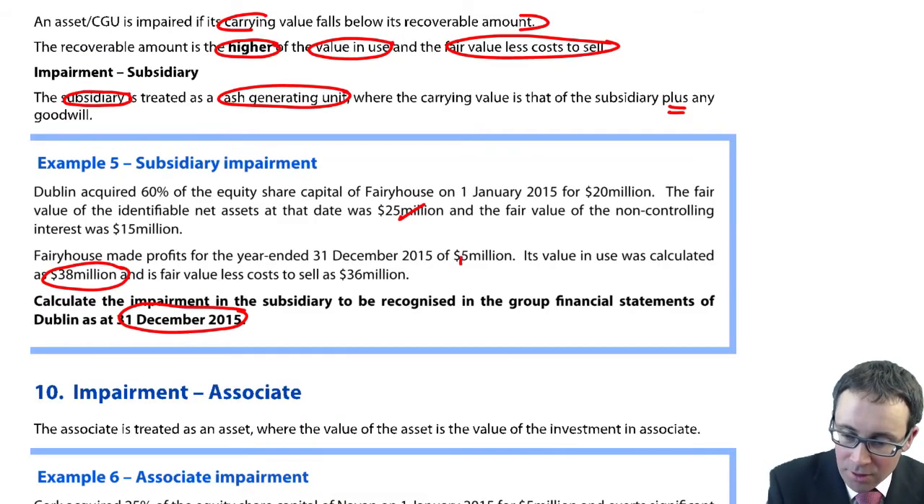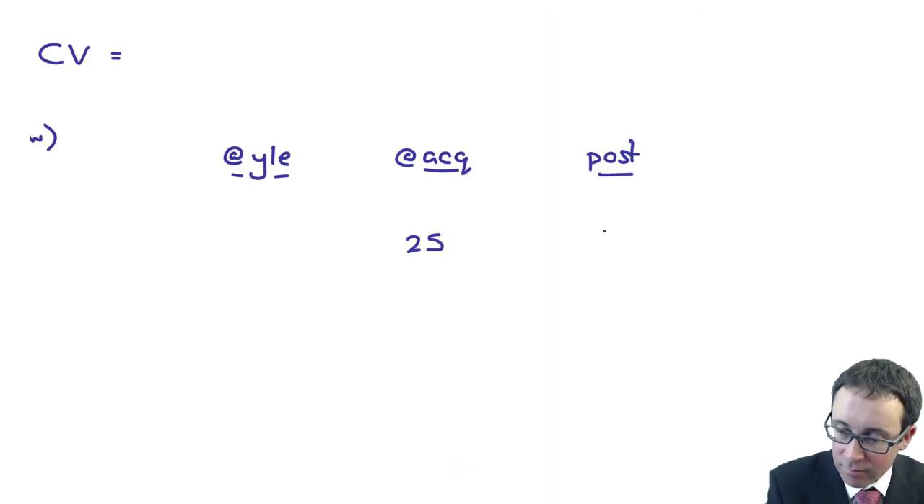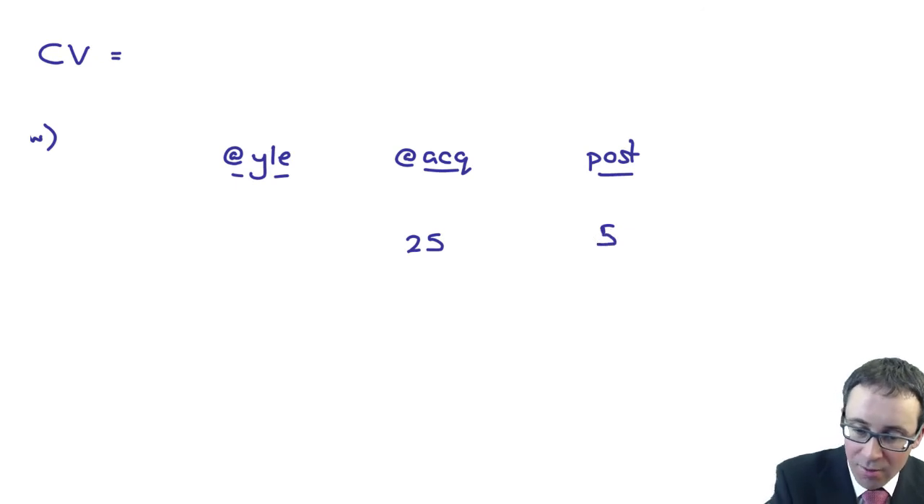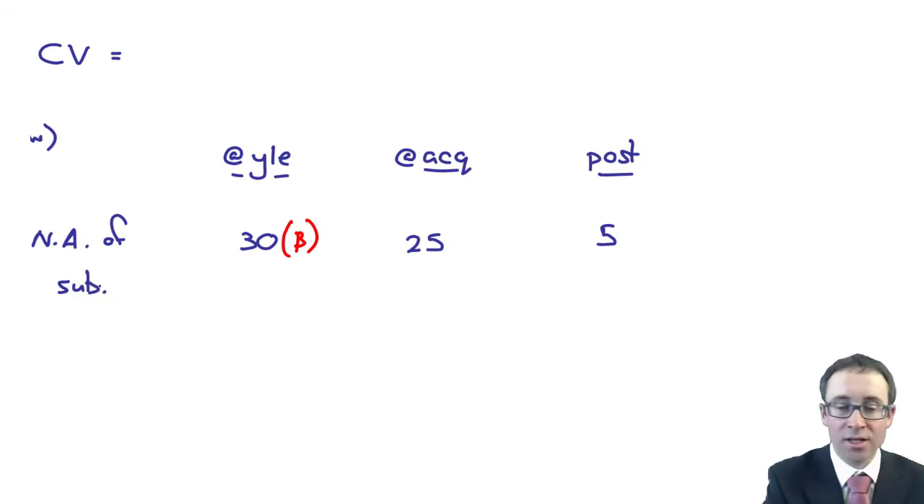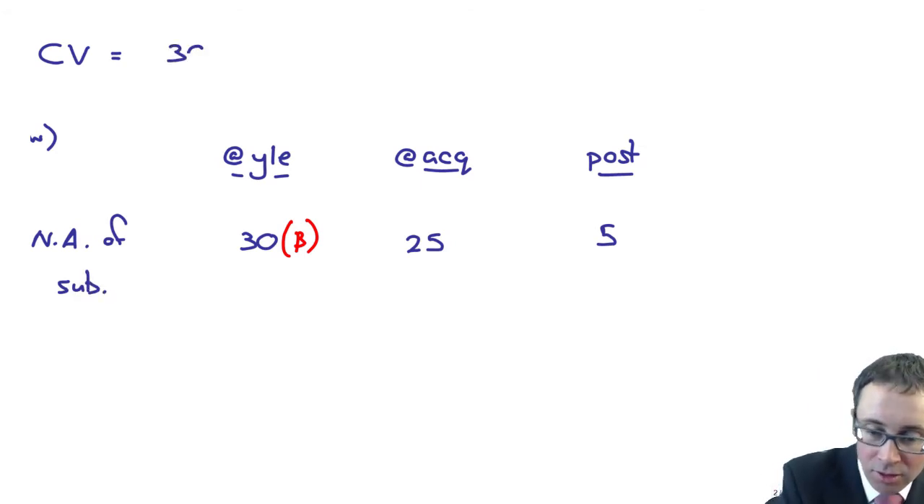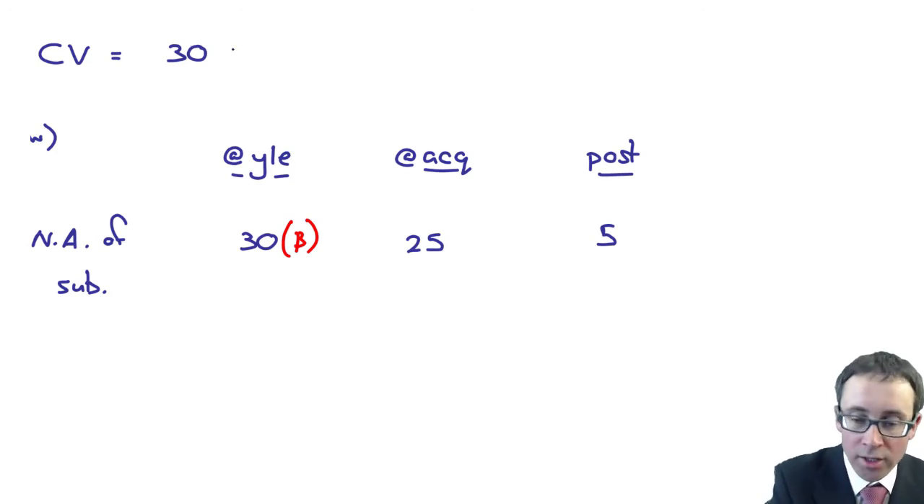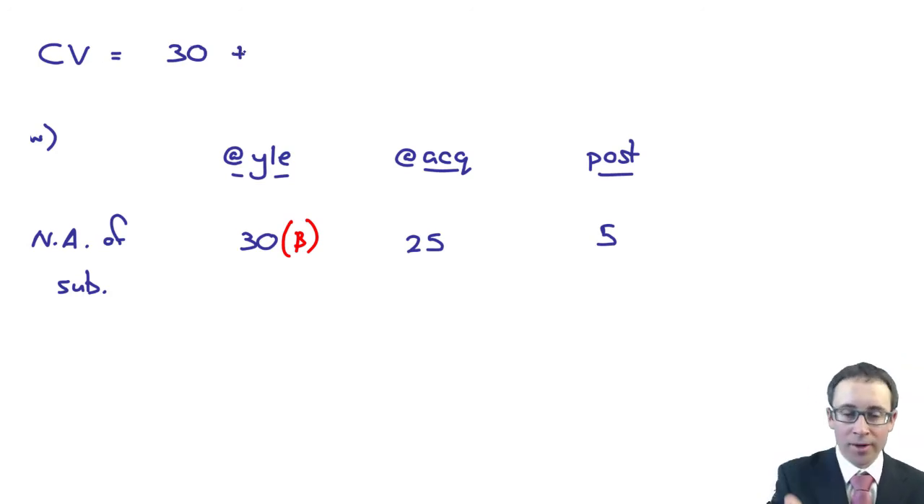We're told that the post-acquisition profits were 5. So at year end, it must be 30, mustn't it? Okay, so you've got a balancing figure of 30, which are the net assets of the sub at year end. So the carrying value starts off as 30, doesn't it? To which we then need to add on the goodwill, don't we?